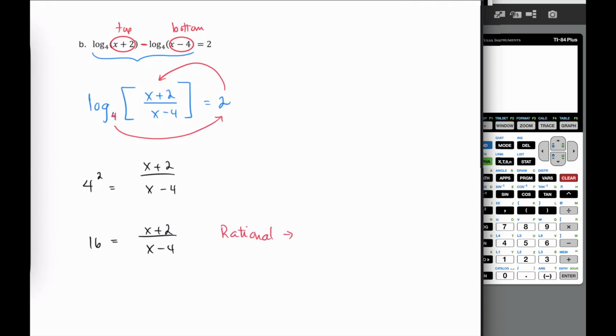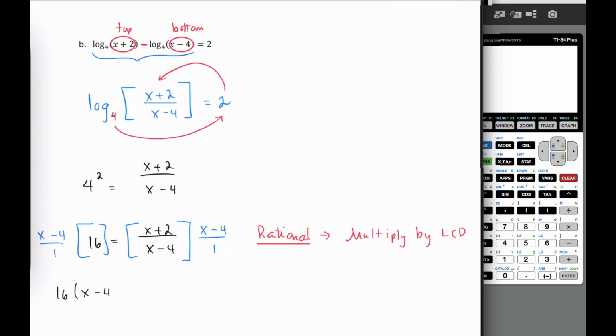One method of solving a rational equation is to multiply both sides by the LCD. And in this case, the LCD of the equation is x minus 4, and we multiply both sides by x minus 4 over 1. On the left, we get 16 times x minus 4, and on the right, we just get x plus 2 because the two x minus 4's cancel out. Now we have an equation that's linear, and we're going to get our variable terms to one side and our constants to the other.